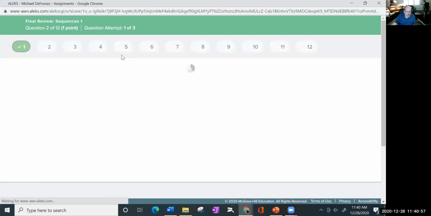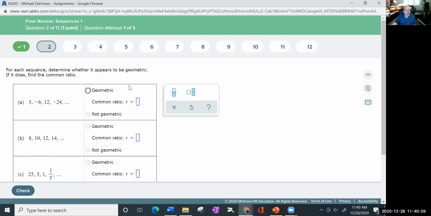Okay, so now we're going to determine if it appears to be geometric. In other words, the multiplying one. And if it is geometric, we're going to find the common ratio. So something times 3 equals -6? Yeah, it would be -2. And then times -2 again would give you 12. And then times -2. So that would appear to be geometric. And the ratio would be -2.